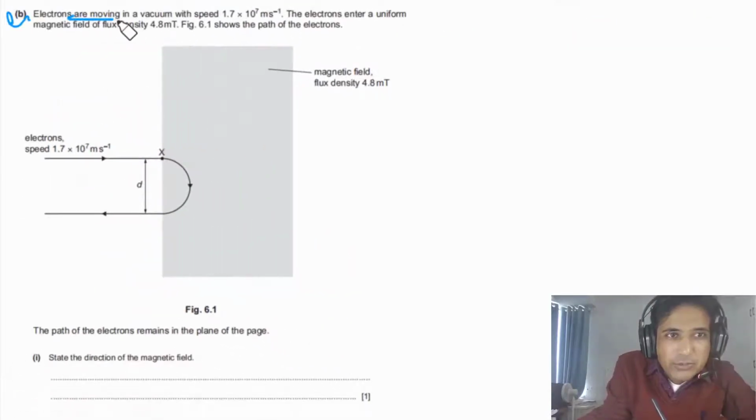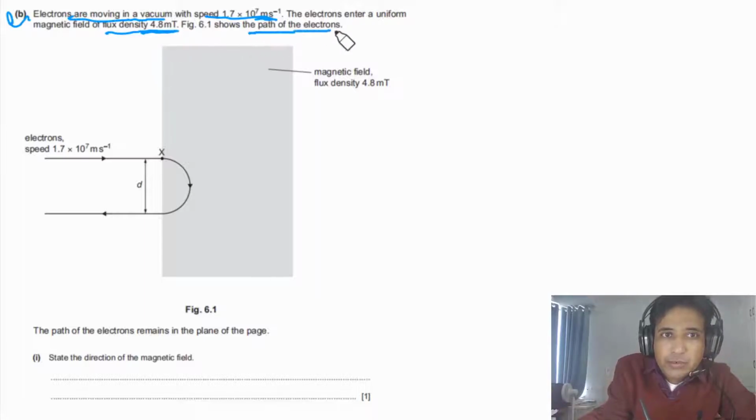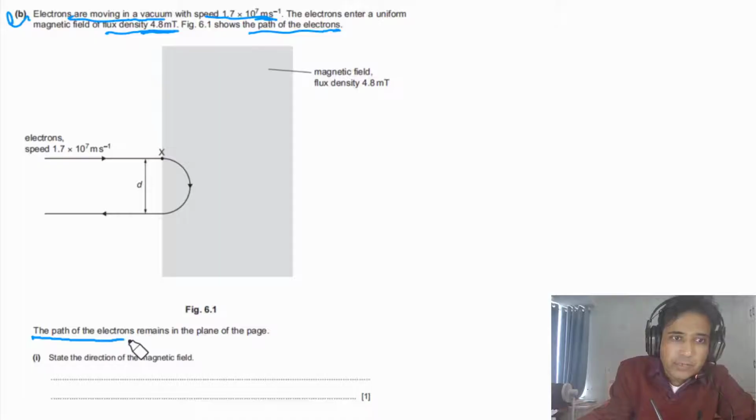Part B says electrons are moving in a vacuum with speed 1.7 times 10 to 7 meters per second. The electrons enter a uniform magnetic field of flux density 4.8 milliteslas. Figure 6.1 shows the path of the electrons. The path of the electrons remains in the plane of the page. For part B1, state direction of the magnetic field.